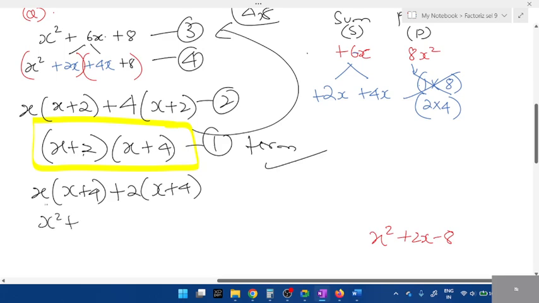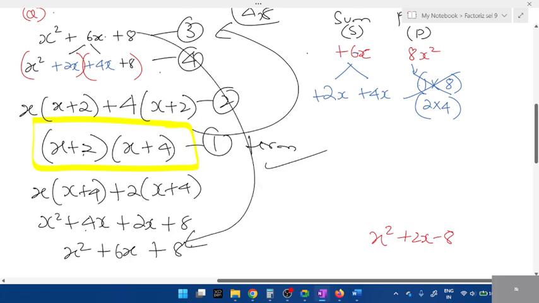If you multiply, what are we getting? X square plus 4x, and here 8. Which two are like terms here? 4 and 6. What is 4x plus 2x? 6x plus 8. If you solve, are we getting back the original question? So factorization is nothing but reverse of expansion, students. They both are related. Factorization is the opposite of expansion.